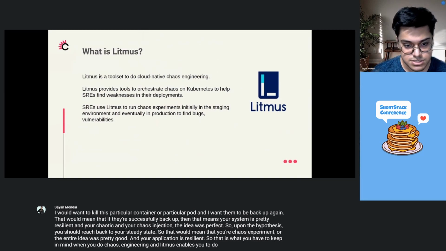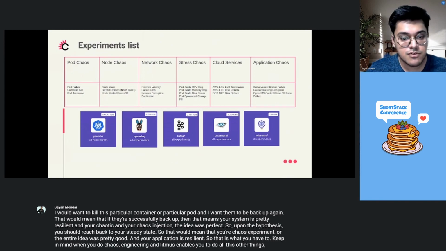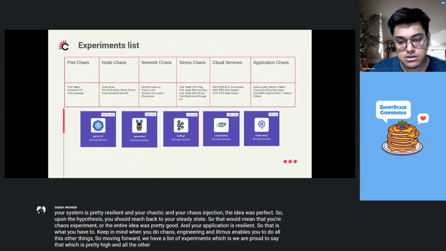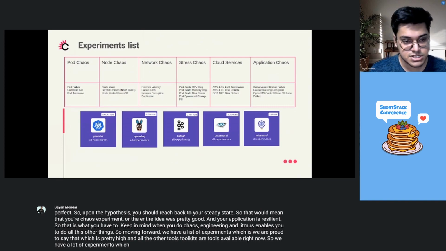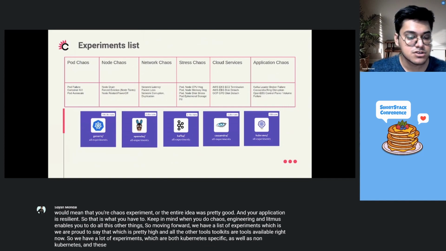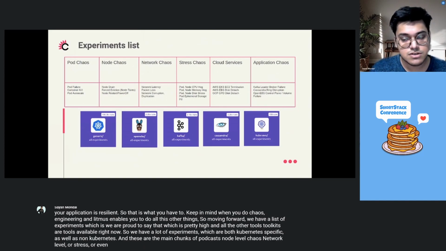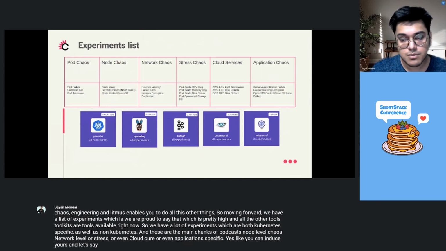So moving forward, we have a list of experiments which, we are proud to say, is much larger than all the other toolkits or tools available right now. We have a lot of experiments which are both Kubernetes-specific as well as non-Kubernetes, and these are the main chunks: pod chaos, node-level chaos, network-level or stress, or even cloud chaos, or even application-specific chaos. Like you can induce chaos in, let's say, Cassandra, Kafka, OpenEBS, or any other application.